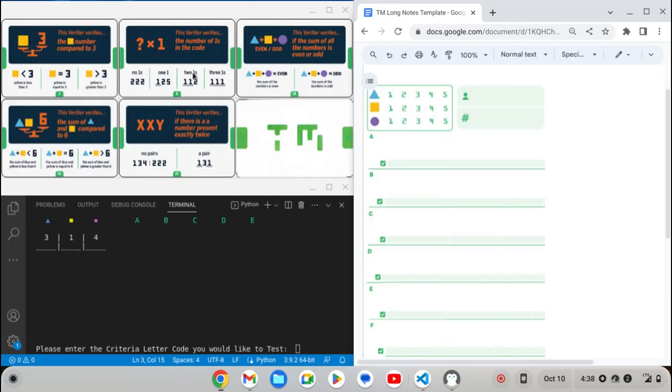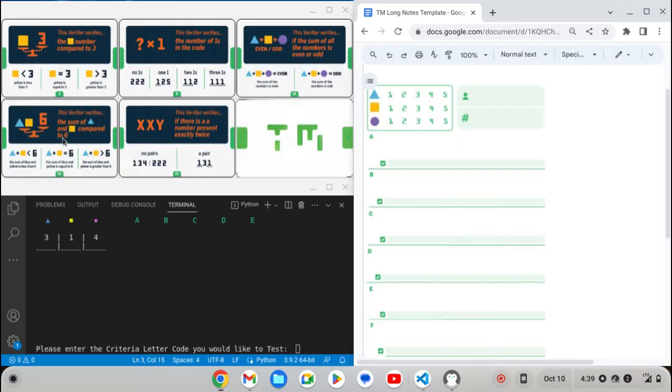Criteria card B will take a look at our 3-digit solution and will let us know how many of those digits are 1. Is there a single one? Are there no ones? Perhaps 2, maybe even all 3 are 1. Criteria card C will take our 3 digits, triangle, square, and circle, add them up, and the Turing machine will let us know whether the sum total is an even quantity or an odd quantity.